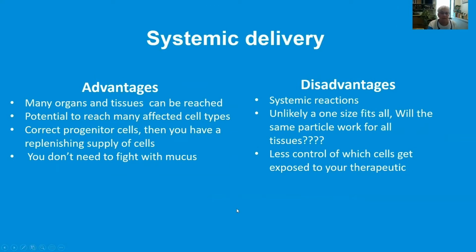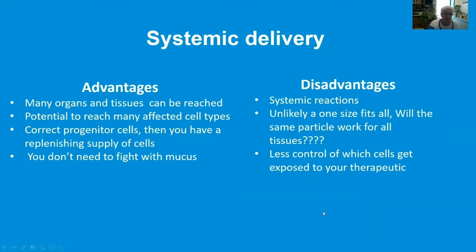So what about systemic delivery? What are the advantages? Many organs and tissues can be reached, with the potential to reach many different cell types. Perhaps you could reach progenitor cells, and you would have a replenishing supply of cells. You wouldn't have to do this very often. You would need to fight the mucus.